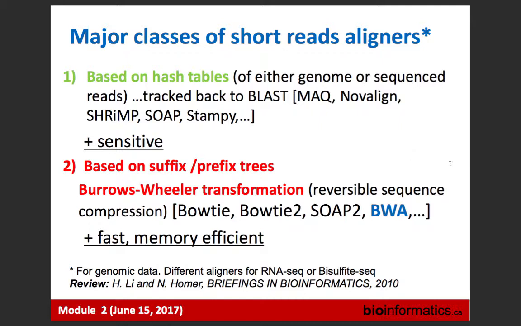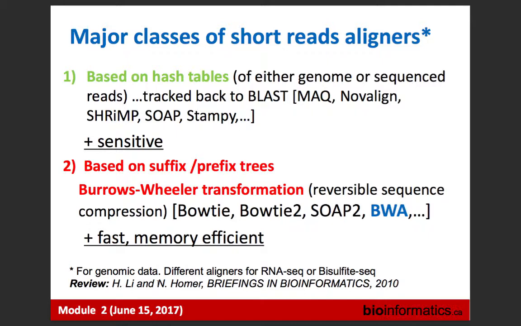These aligners are faster, they're memory efficient, but they're a little bit less sensitive. So I put here a review, it's rather involved, but it is written by the authors of aligners, so they know what they're talking about. It's a good detailed review about all the guts of next generation sequencing short read aligners, so you can look at it. But for now, we basically have to have this concept of having hashes of short sequences and looking up those. That's how aligners are built.